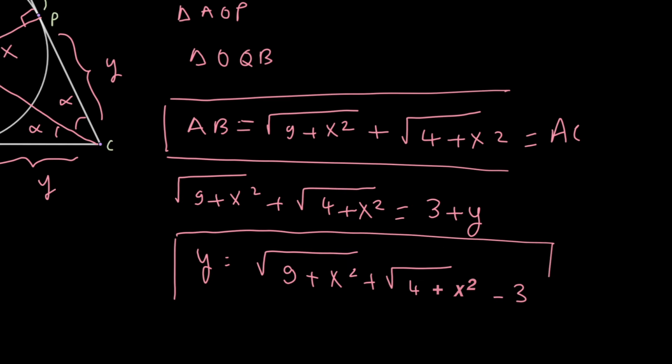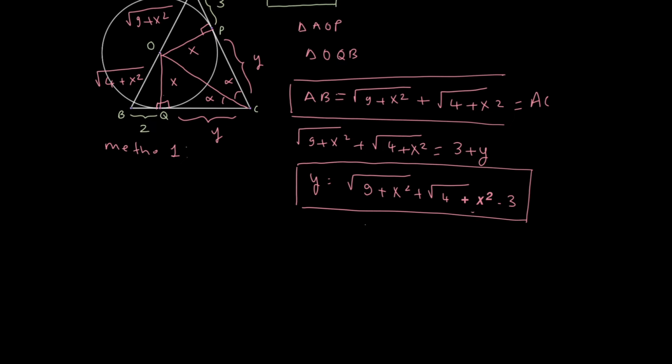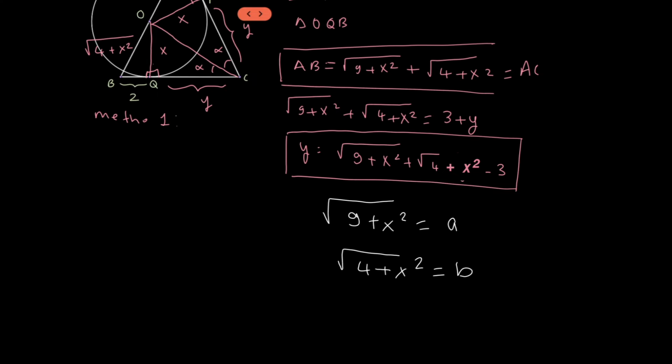Now what I can see is y equals square root of this plus square root of that minus 3, and the square roots are going to be utilized many times. So I will simply substitute them. Square root of 9 plus x square, I will take as a variable a, and square root of 4 plus x square, I will take as a variable b. So as per this substitution, the value of y will now turn out to be a plus b minus 3.